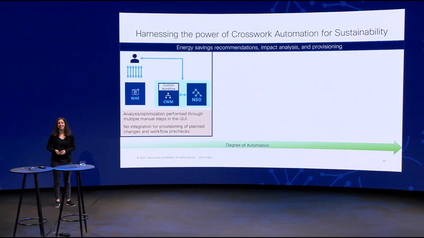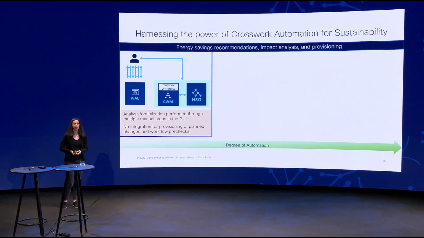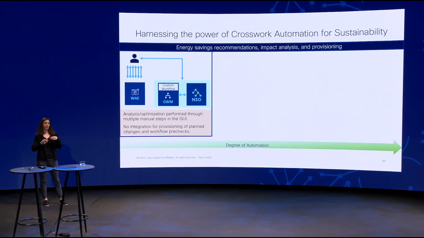So summing up, we showed how automation can help you achieve sustainability goals using some of our products and extensions. And at the bottom, you see the degree of automation increasing with increasing automation towards the right. So you can think of it as a journey. You don't need to do everything all at once, but there are some steps that can be taken. So for example, here, the first step, you can see that there is some analysis in that respect, but a lot of it is manual, and you see a lot of user interactions with the WAE side.